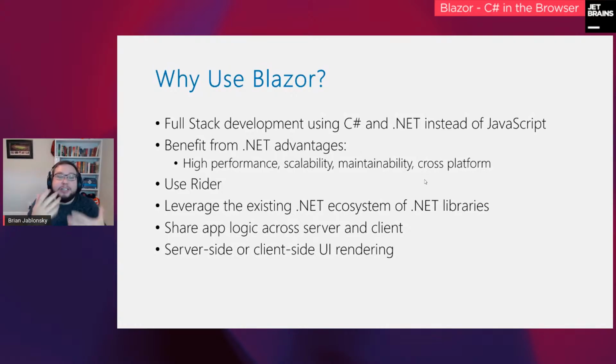The other great thing is you get to use Rider. You don't have to write JavaScript in another code editor. You can do everything right from Rider using C# and .NET. It's great. You don't have to context switch between two different languages. The other thing is you can leverage the existing .NET ecosystem, all the .NET libraries out there. As long as they're .NET Core compatible, you can use them to build and run Blazor applications. So that's super exciting.